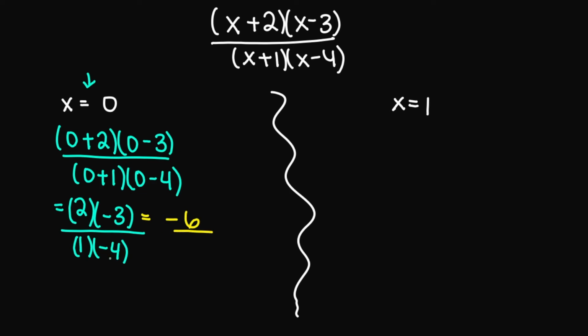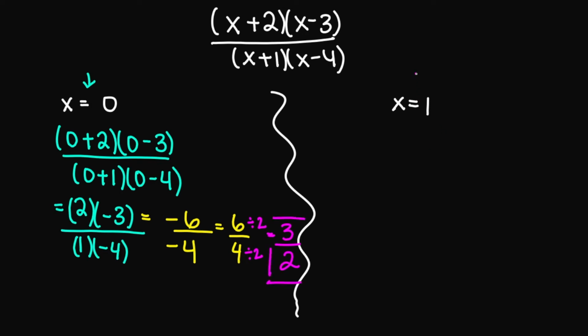Over 1 times negative 4, that's going to equal a negative 4. Negative divided by negative is going to be a positive, so that's going to be 6 over 4. However, I can simplify my 6 over 4 because the number 2 goes into both my 6 and the 4. So 6 divided by 2, and then 4 divided by 2. 6 divided by 2 is 3, and then 4 divided by 2 is 2. So your final answer is 3 over 2.